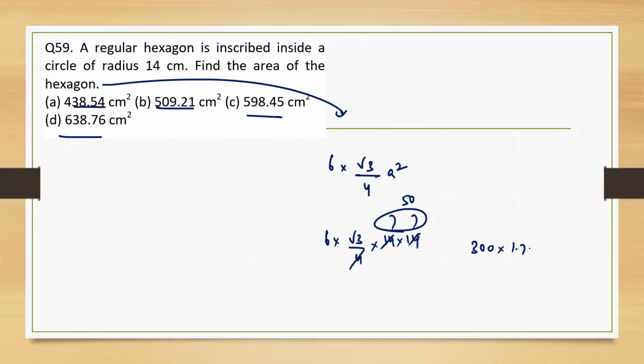300 into 1.732. 1.7 into 3 is around 51. So 510. You will get more than 510, but you are taking 50, not 49, so you will get an answer which is a little bit more. So your answer should be around 510. The answer is 509.21. Approximate value works here.